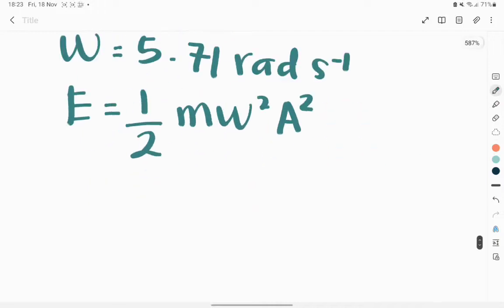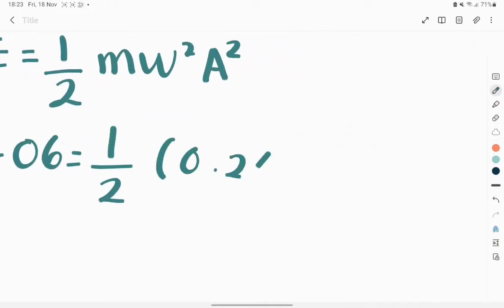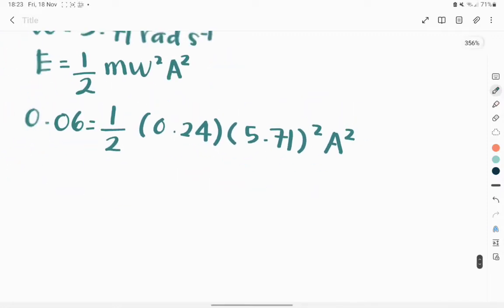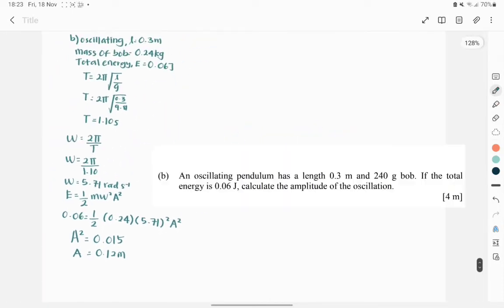This is the formula to find energy, but we can rearrange to get the value of amplitude. The value of A squared is 0.015 and A is 0.12 meter.